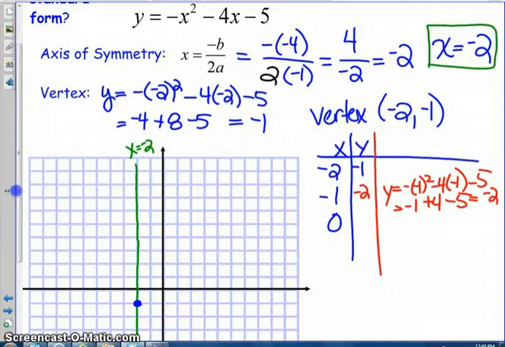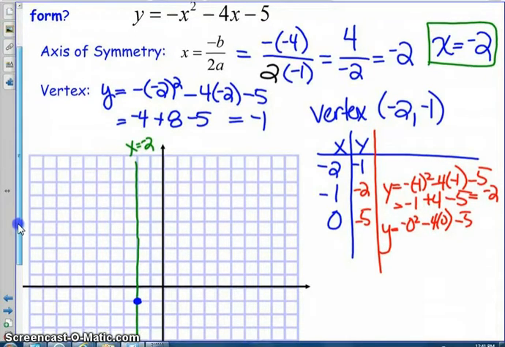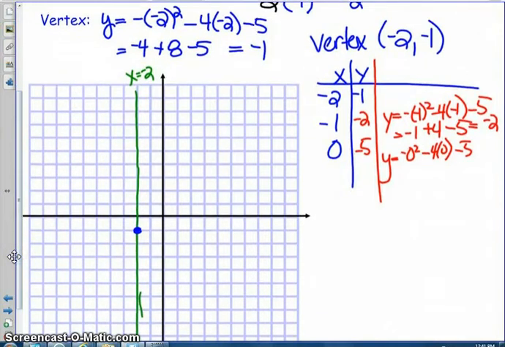At 0, it's a little easier because y would equal the negative of 0 squared minus 4 times 0. That's going to be 0 minus 5. It's just going to be negative 5. It's just going to be my c, and that's usually what happens, or always what happens. So we need to plot those 2 points on our graph and say, okay, what happens with our graph?